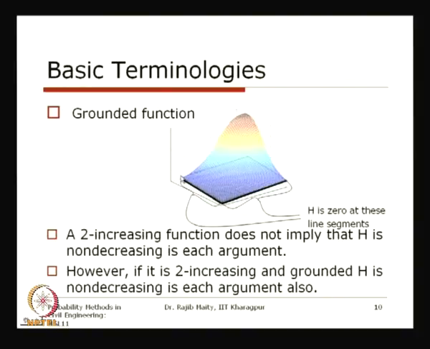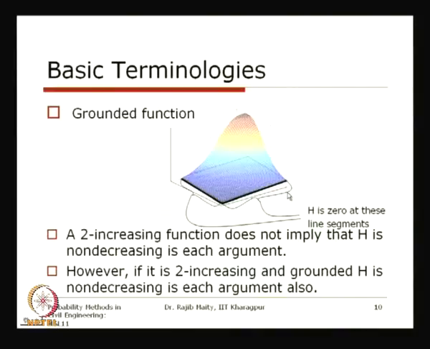You see here this line that we are talking about, and the value of that function H is 0 at this line segment. So what does this line segment mean? That is when one of the arguments is 0, either u or v, which are the reduced variates for x and y. If either one of u and v is 0, then the value of the function is 0, and that is what is known as the grounded function. That is, at both these line segments, the function starts from the ground.